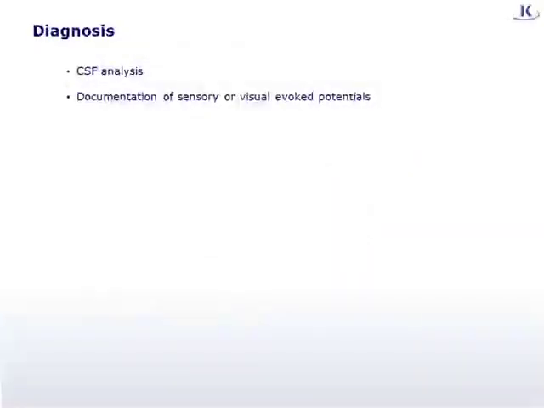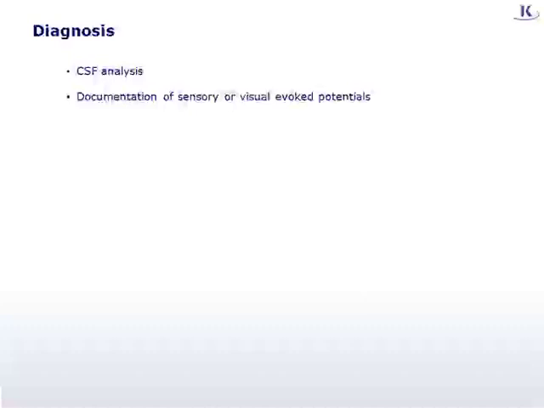CSF analysis shows mild pleocytosis. Electrophoresis reveals the presence of oligoclonal bands, which are formed by intrathecally produced IgG. Visual or sensory evoked potentials can also be helpful in making the diagnosis.